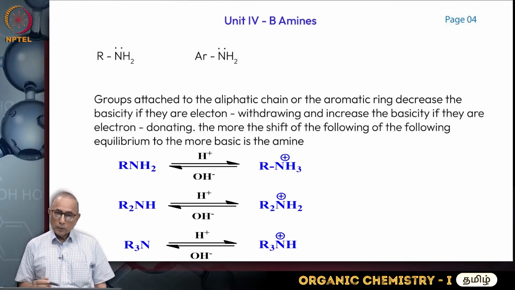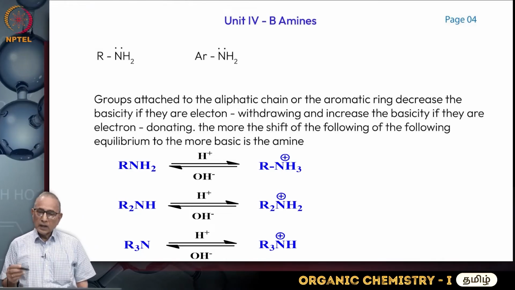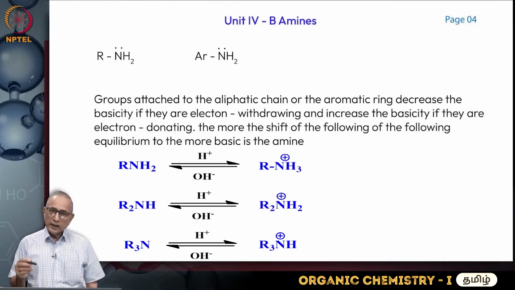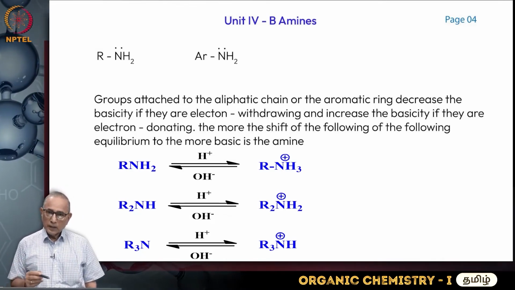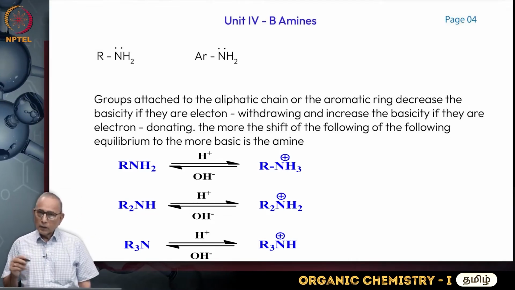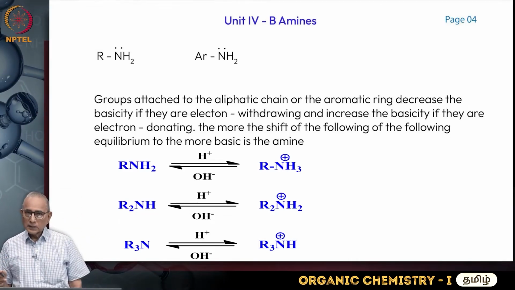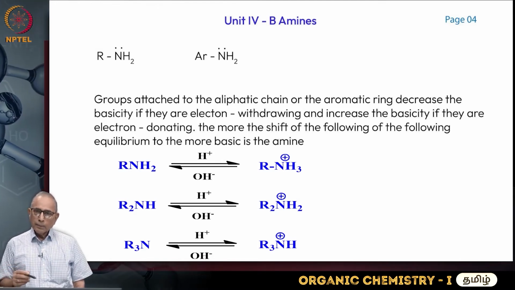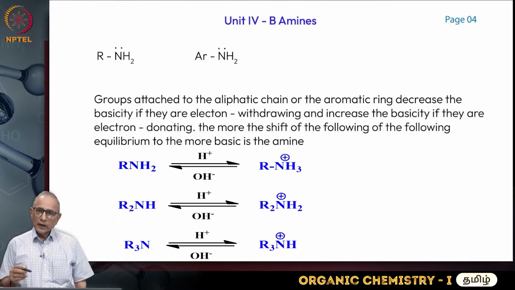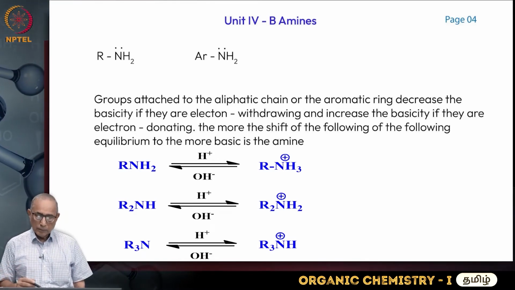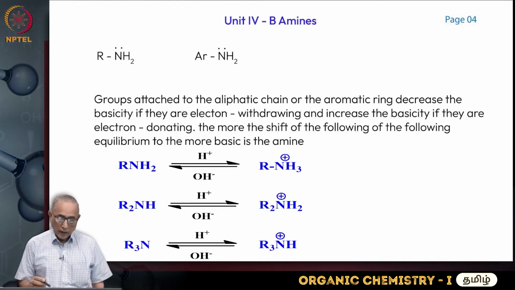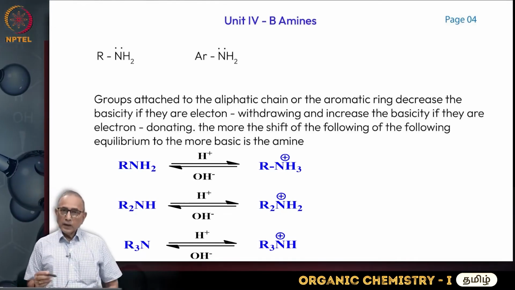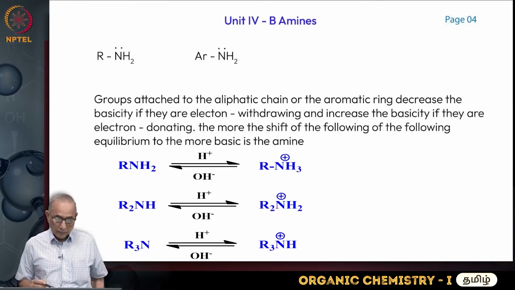What does the electron withdrawing group do? The density of the lone pair on the nitrogen will get reduced. This lone pair goes and attaches itself to H plus or other positively charged species to form a bond. That is the controlling factor of its basicity. Only if electron donating groups are present, the amine will become more basic.